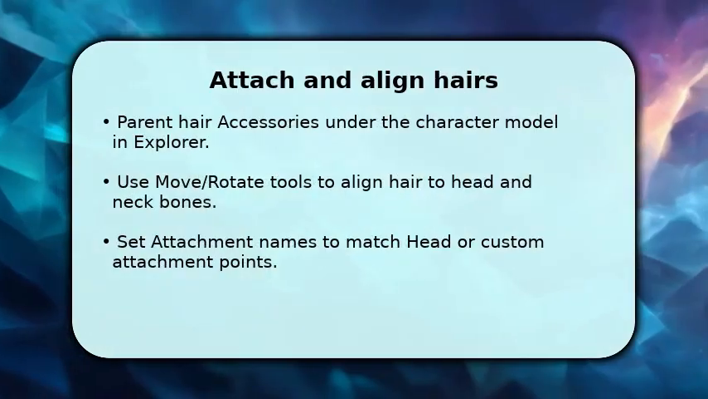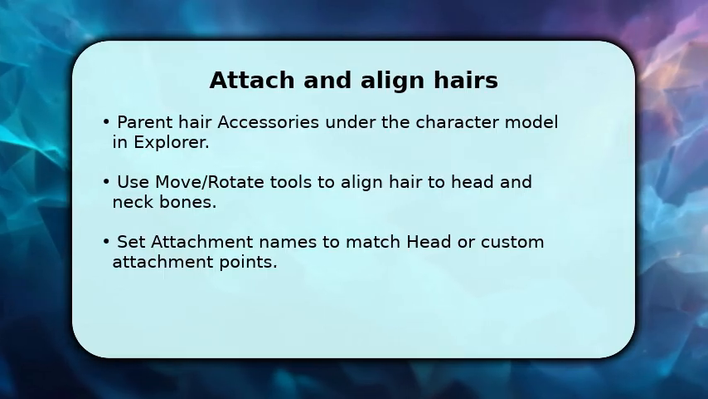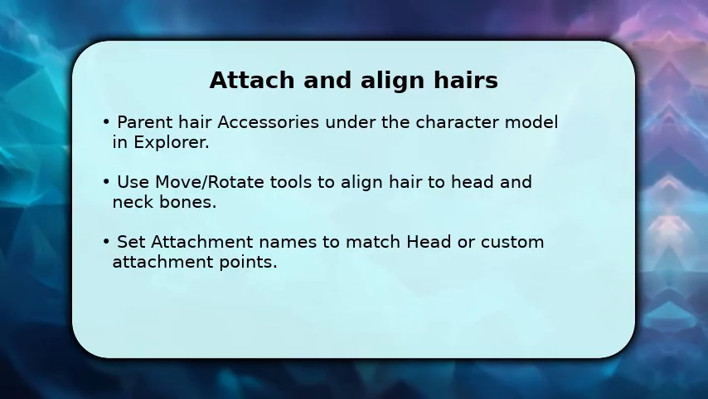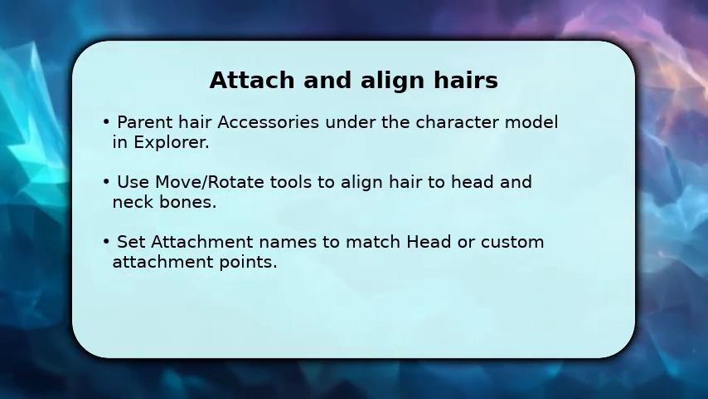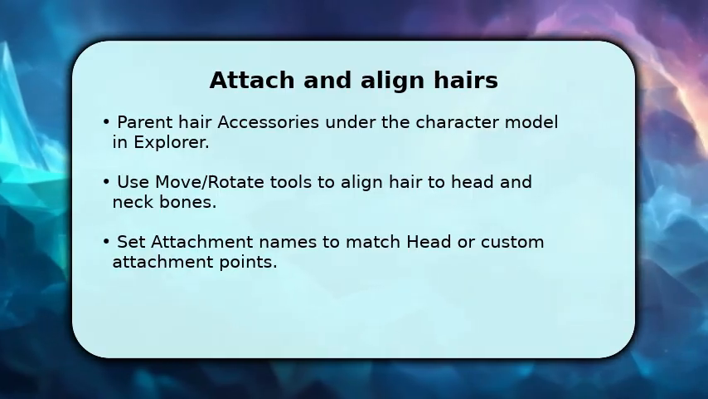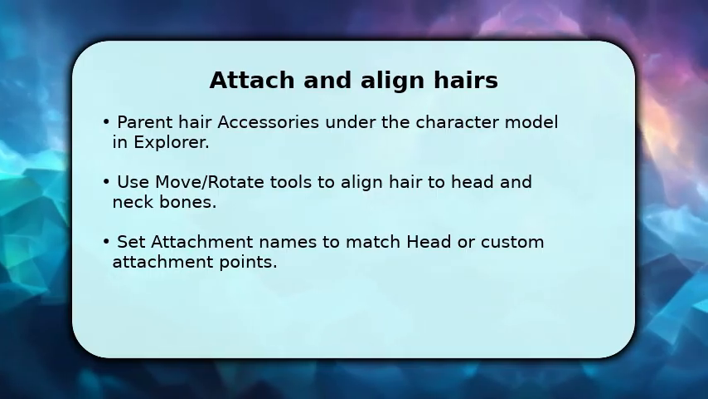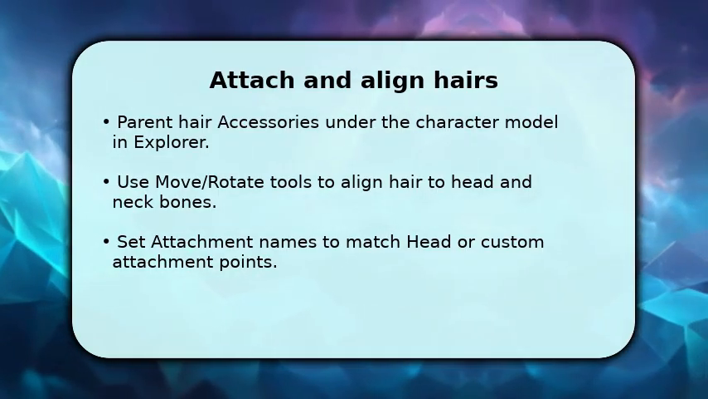You now parent each hair item to the character model and position them precisely. Use the Move and Rotate tools to align edges, making small adjustments so they sit naturally around the scalp. Because overlaps can cause clipping, make sure attachments reference the head or custom attachment points with matching names. This ensures Roblox applies the correct welds. If needed, scale minimally for consistency.